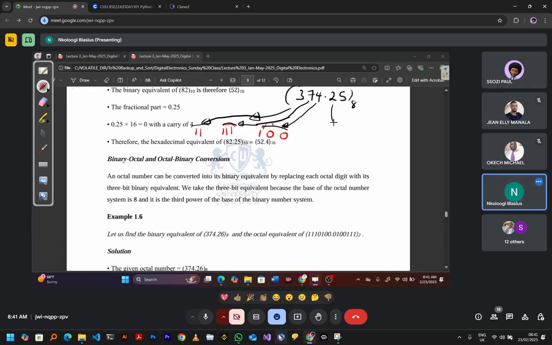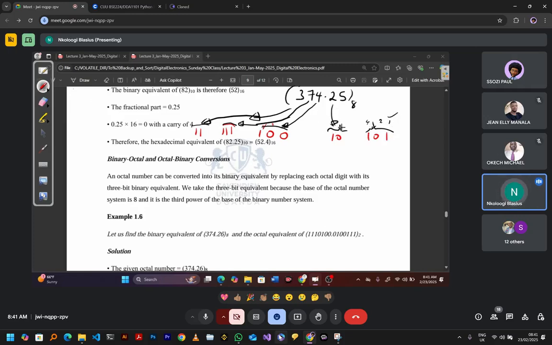What about the fraction part? What is 2? Good. What about 5? Nice. Okay. Again, if you're not sure, you now give the weights. If I give the weights here, I would say 1, 2, 4. So 4 plus 1 will give me what? 5. Okay, that's nice.